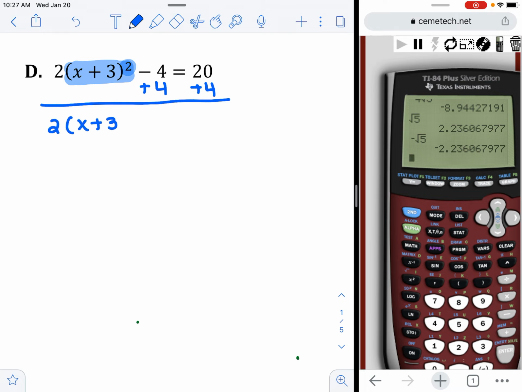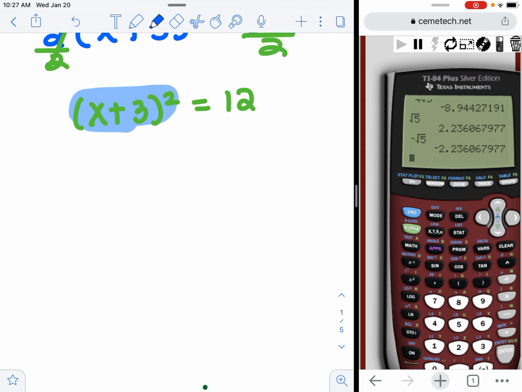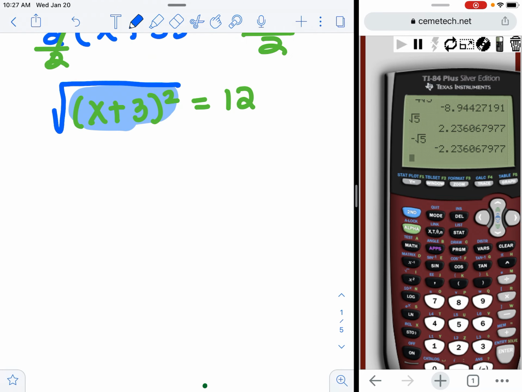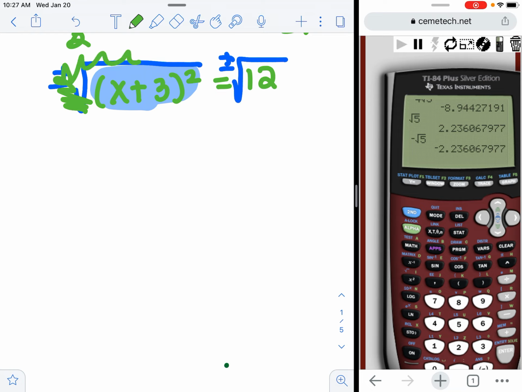2 times x plus 3 quantity squared equals 24. And then I'm going to divide both sides by 2. Divide by 2, divide by 2. I have x plus 3 quantity squared is equal to 24 divided by 2 is 12. Okay, so now I have my squared set of parentheses isolated. So now I can get rid of that square by square rooting. So I'm going to do square root plus or minus, square root plus or minus. This square cancels out, the square root cancels out this square. And all I have left on this side is x plus 3 equals plus or minus.